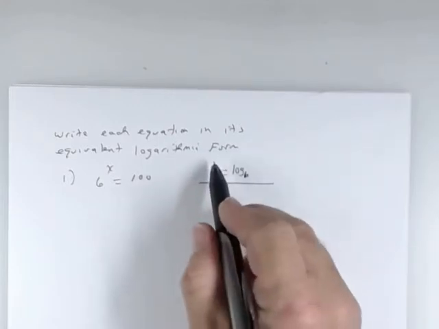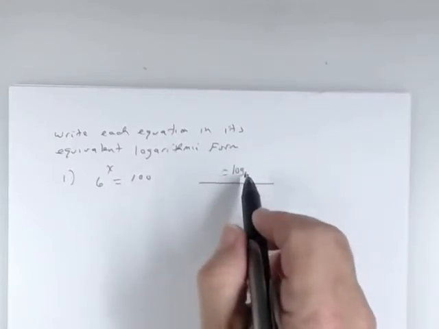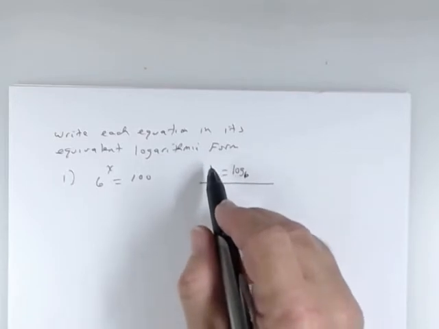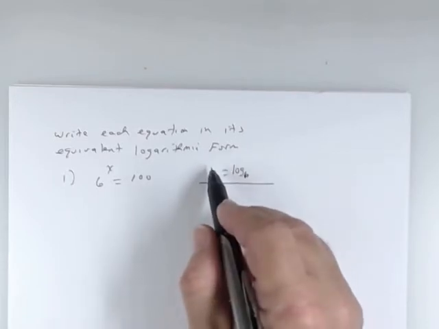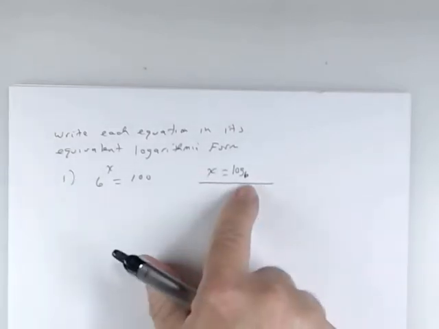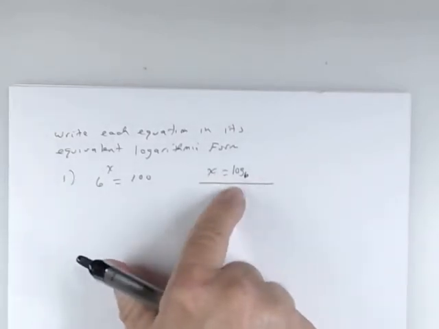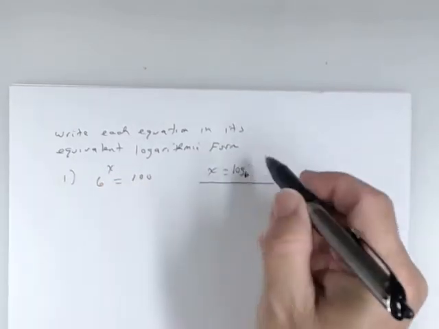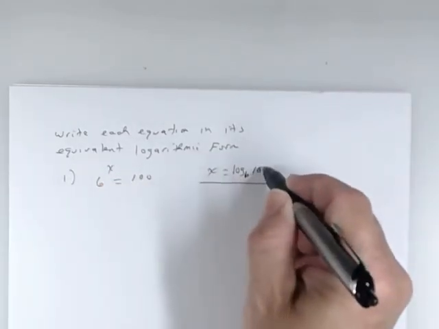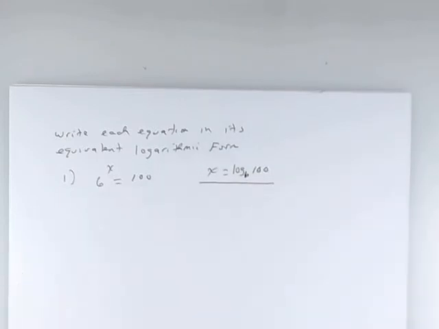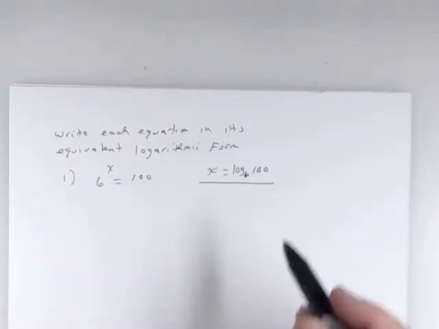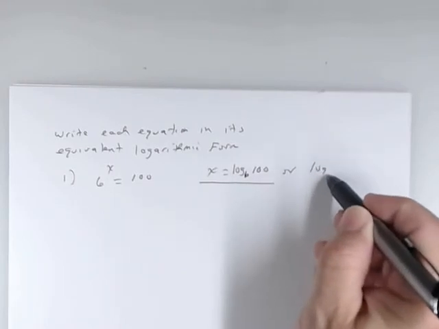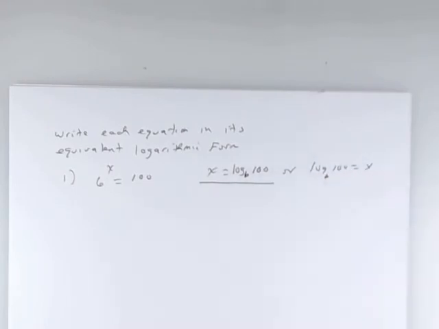Then you put the exponent. Where does the exponent go, on the left side or right side? Left. So what goes here? X. It makes sense because 6 to the x, which is what I have here, equals the argument. So you can say log base 6 of 100 equals x. Doesn't matter.